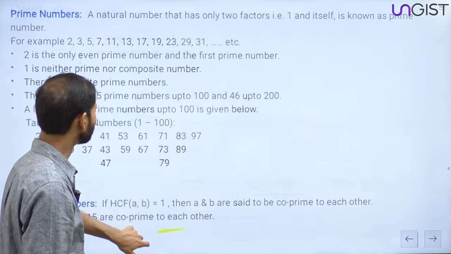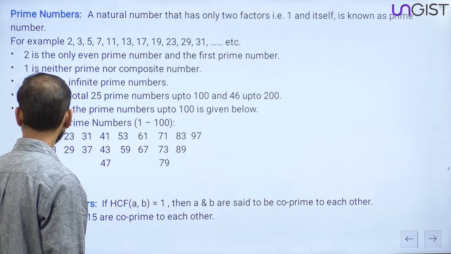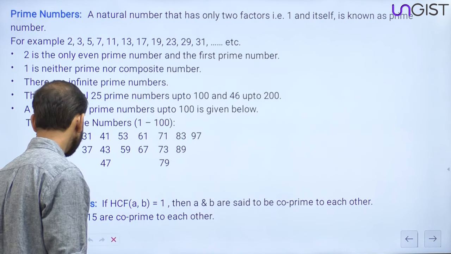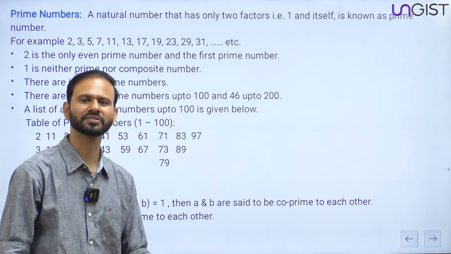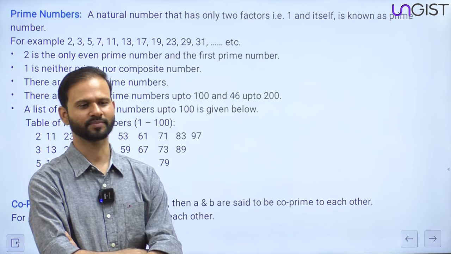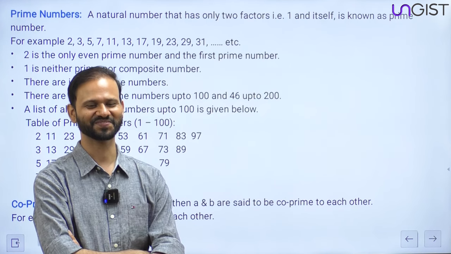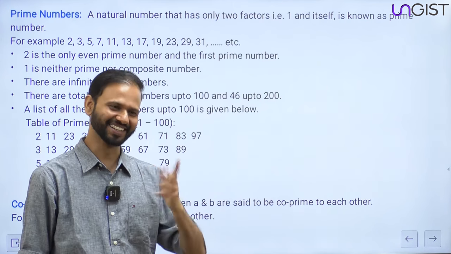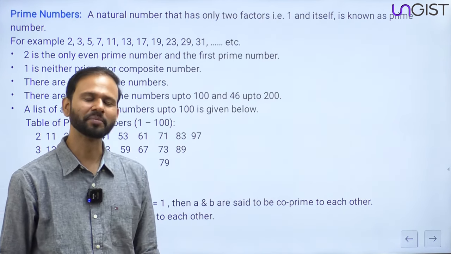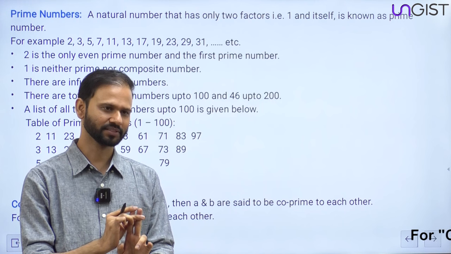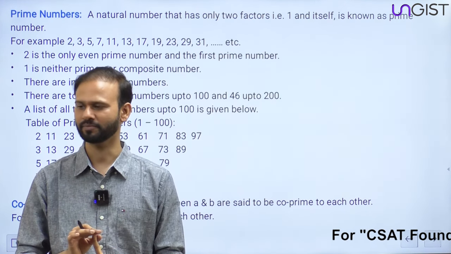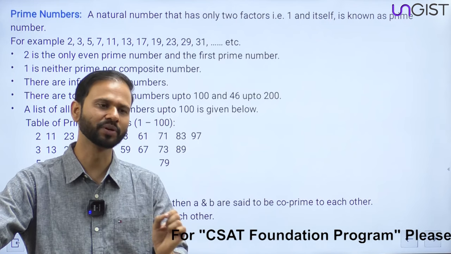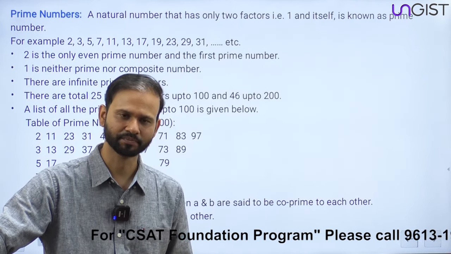अब देखिए जरा, हम बात करते हैं प्राइम नंबर्स की। एवरीवन, प्राइम नंबर्स क्या होते हैं? देखिए, डेफिनेशन लिखा हुआ है, ठीक है। क्या होते हैं प्राइम नंबर्स? A number that has only two factors, one and itself, is known as the prime number, right.